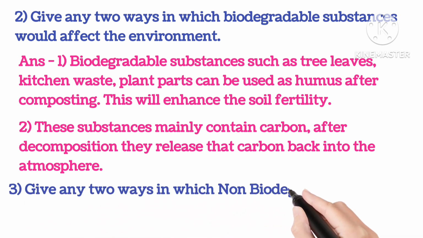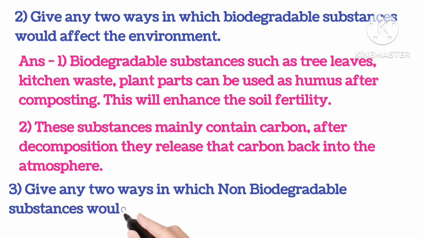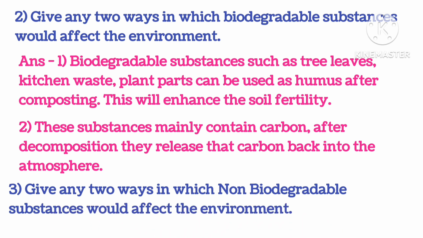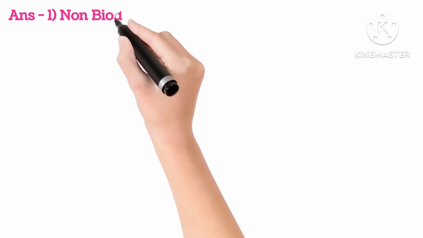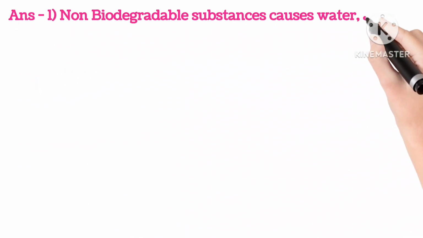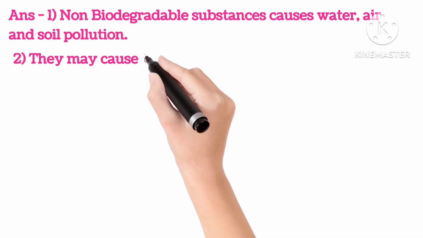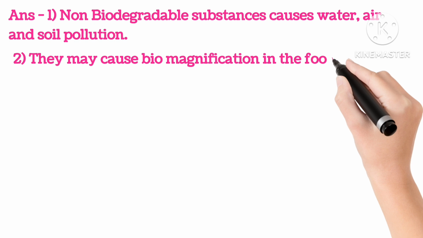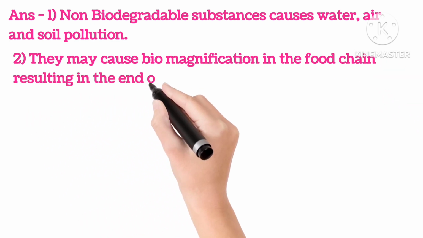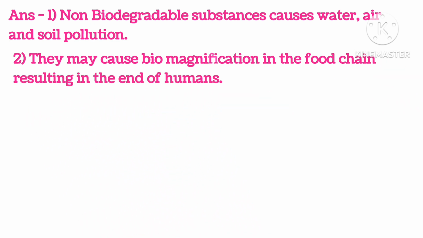Give any two ways in which non-biodegradable substances would affect the environment. Non-biodegradable substances cause water, air and soil pollution. They may cause biomagnification in the food chain, resulting in harm to humans.